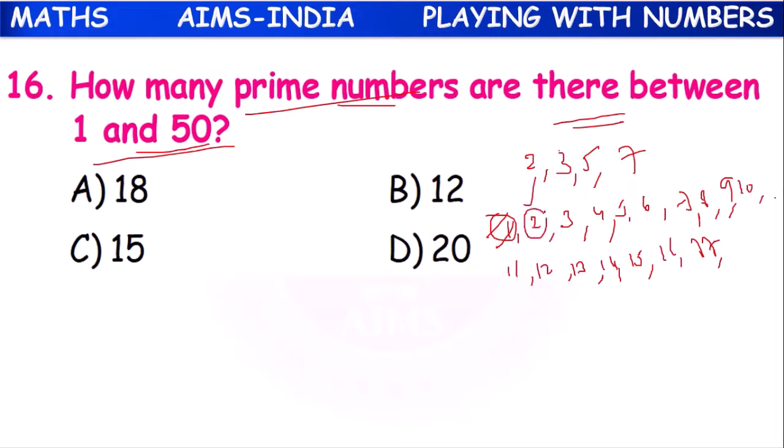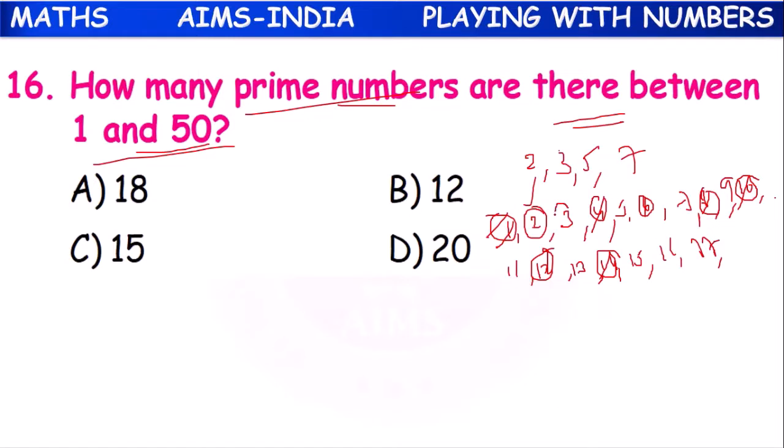keep 2 and strike off all the multiples of 2. So 2 times 2 is 4, strike off. 2 times 3 is 6, strike off. 2 times 4 is 8, strike off. 2 times 5 is 10, strike off. 2 times 6 is 12, strike off. 2 times 7 is 14, strike off. Like that, up to 50, you have to strike off all the multiples of 2.